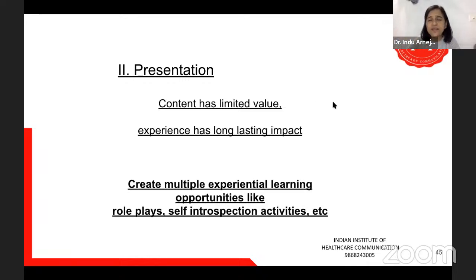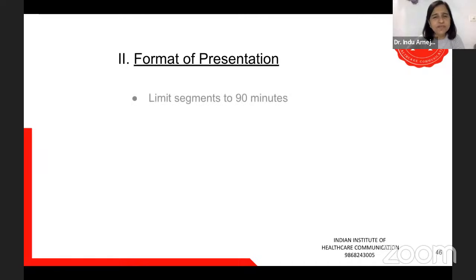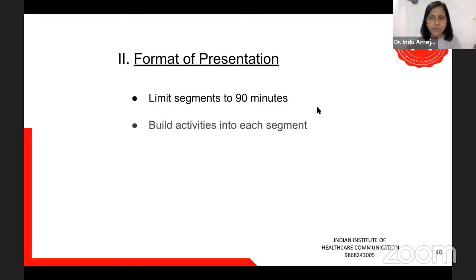So doing role plays, doing self-introspection activities, they will remember more about it. For the format of presentation, make sure that the total session at a stretch is not more than 90 minutes, preferably, because if it is too long, then it becomes difficult for them to stay engaged. Build activities in each segment so that there is a variety.